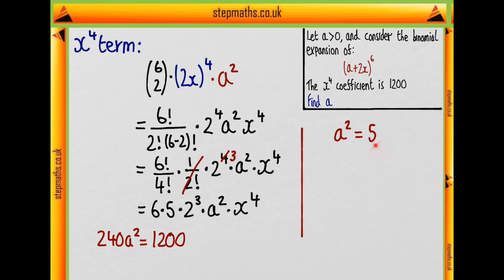Now we can take positive and negative square roots, but this is where this comes in. We're told a is greater than 0, so we can just take the positive root. So we know a is equal to root 5, and we've got our answer. It corresponds with option D in the multiple choice. So our answer is D.